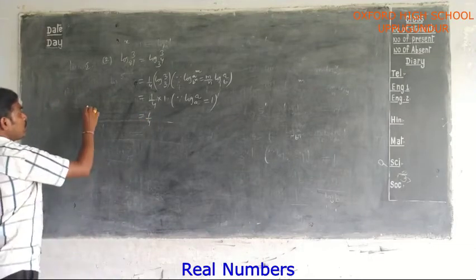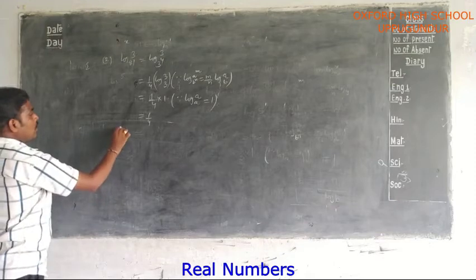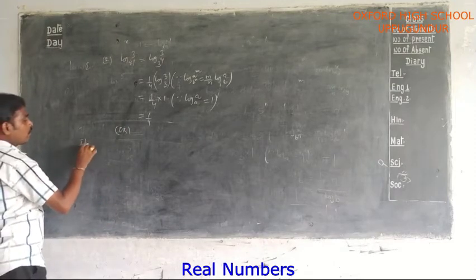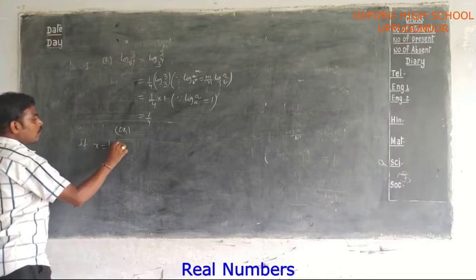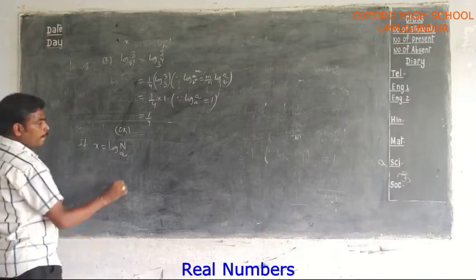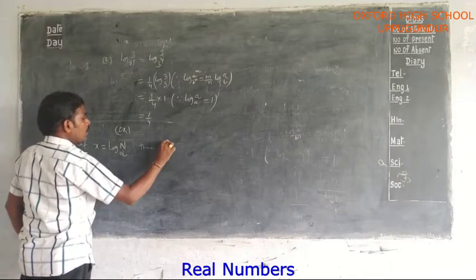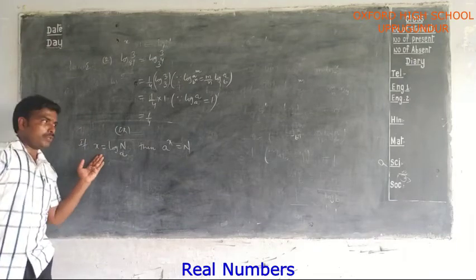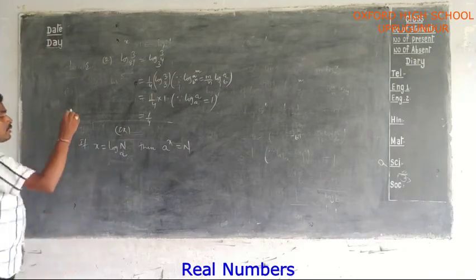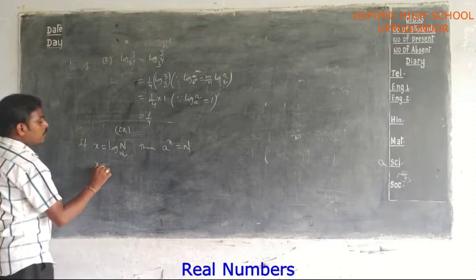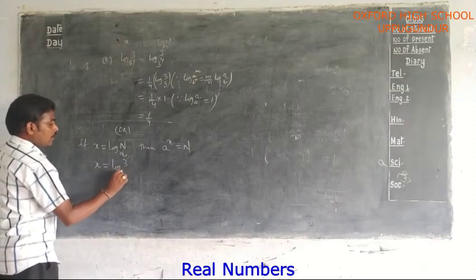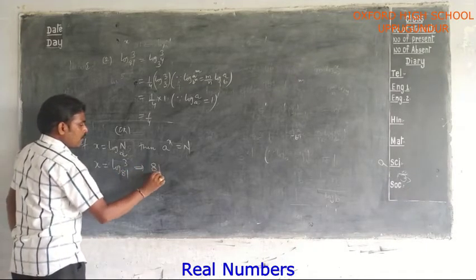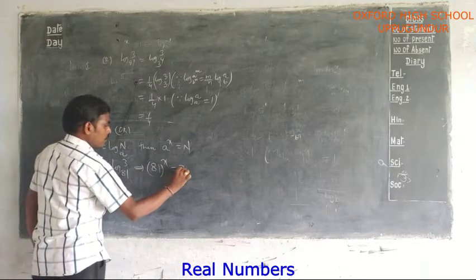So this is the solution by using laws of logarithms. Or by using logarithmic form to exponential form: if x equals log n to the base a, then a power x equals n. This is from logarithmic form to exponential form. Now what is the logarithmic form here? We are assuming x equals log 3 base 81. Now the exponential form is 81 power x equals 3.